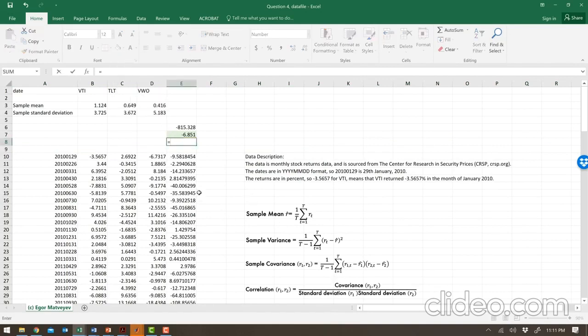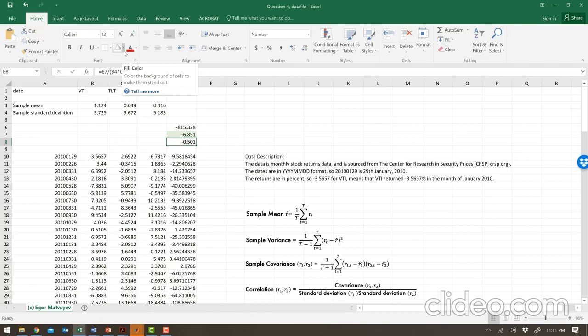So we will take this number and we will divide it by the standard deviation of the first ETF and by the standard deviation of the second ETF. And now, this is the correlation. You can see that the correlation is almost negative 50%.